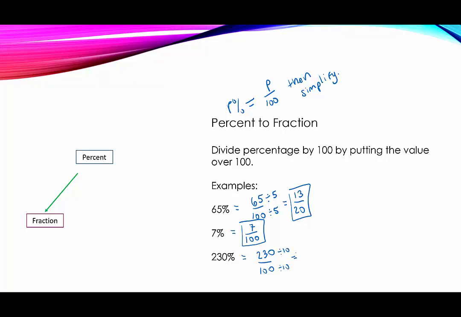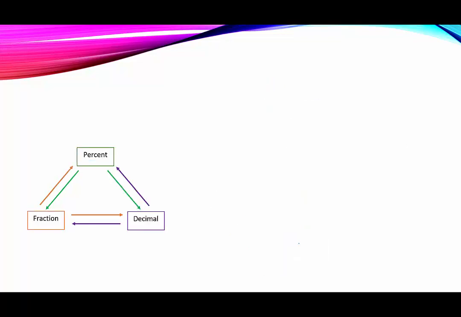When I divide the numerator by 10, I get 23. When I divide 100 by 10, I get 10. And we have 23 over 10, which I'll leave as my final answer. So that was converting out of percent form, which is the most common thing we're going to have to do.